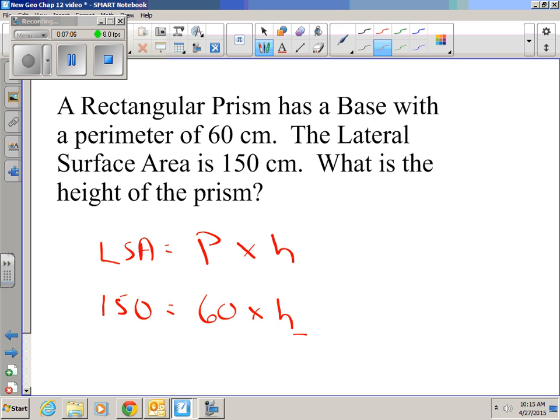We divide both sides by 60. And so the height is equal to 150 divided by 60 is 2.5.